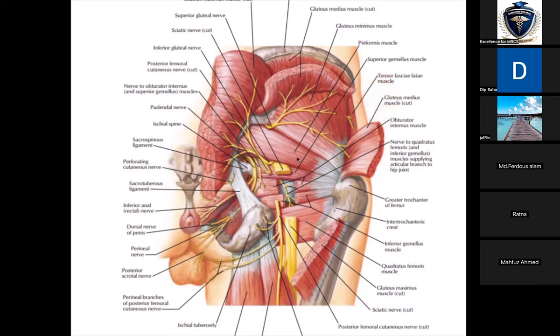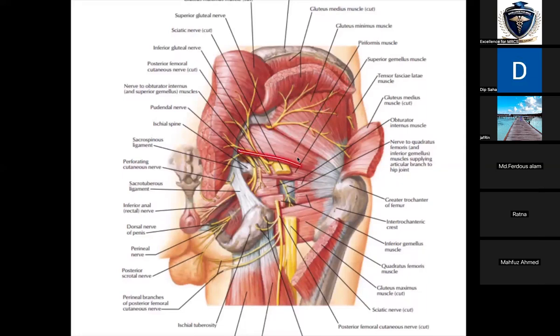This nerve supplies which muscles? Gluteus medius and minimus. But is there any supply to the gluteus maximus? No. So what is the nerve supply of the gluteus medius and minimus? The superior gluteal nerve. So the superior gluteal nerve and superior gluteal vessels come above the piriformis muscle. Am I clear to you?